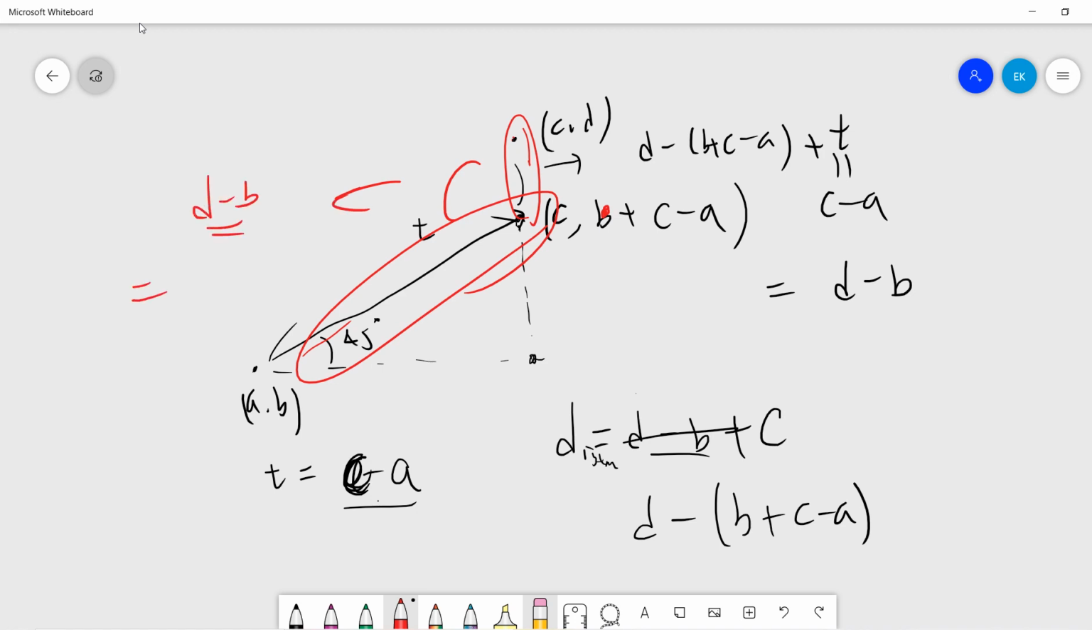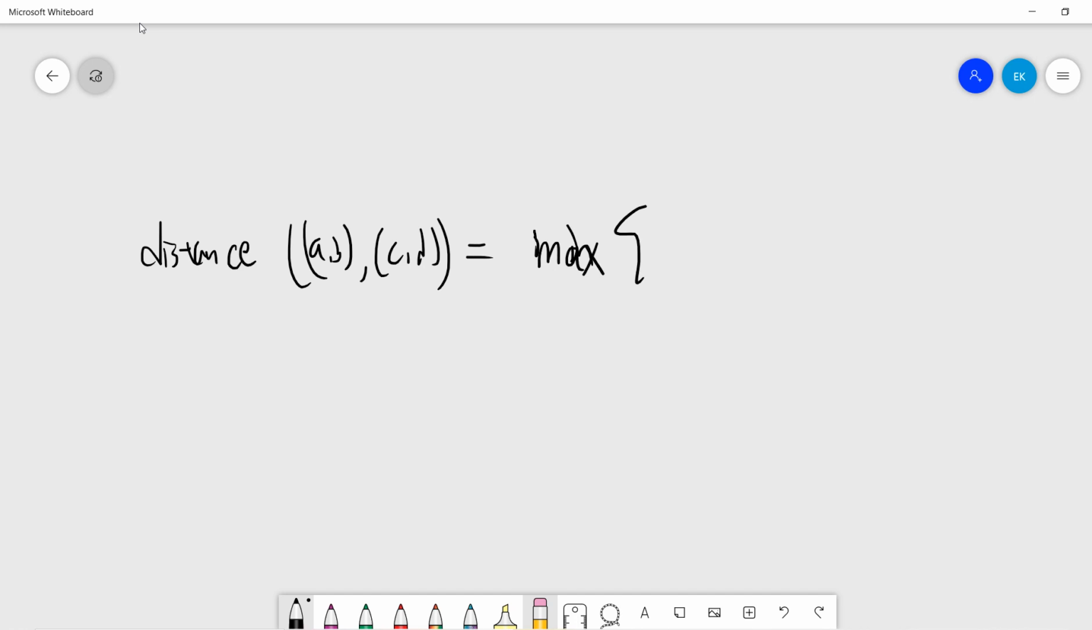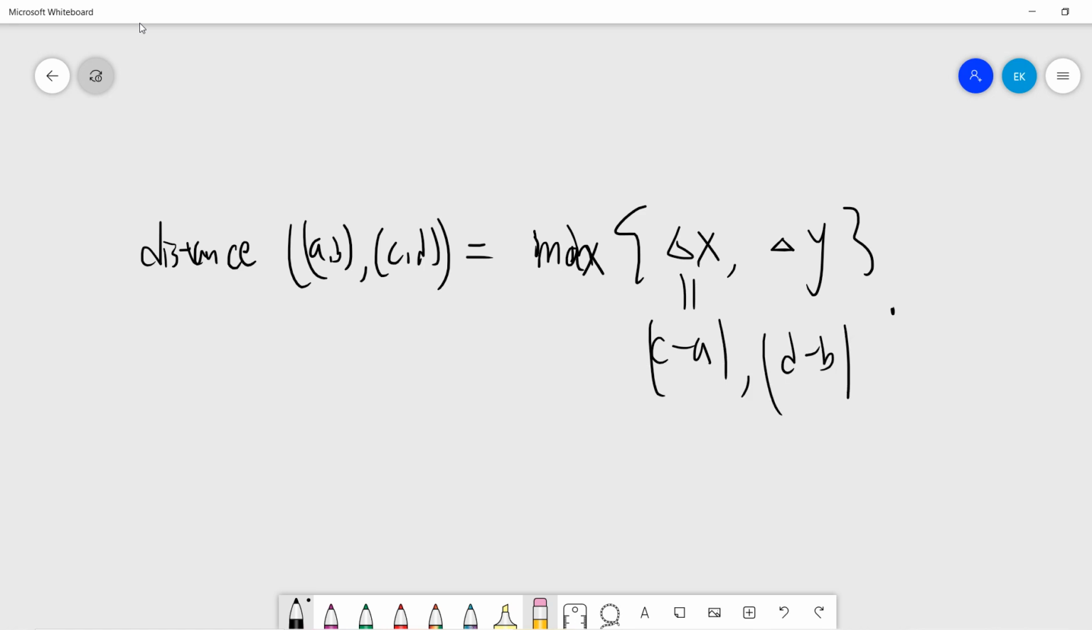So it's just the difference, called dy. And if this point is here, then you can easily show that it is the same as dx. So what we have proved is that the distance from (a, b) to (c, d) is the maximum, sorry, the maximum of dx and dy, where dx is the absolute value of c minus a, and dy is the absolute value of d minus b.